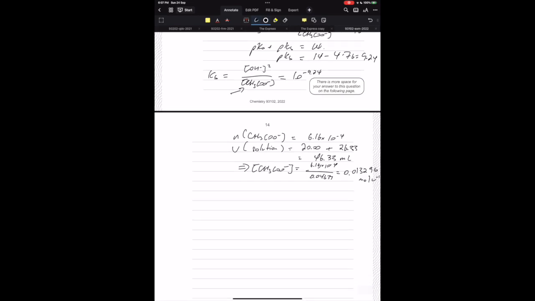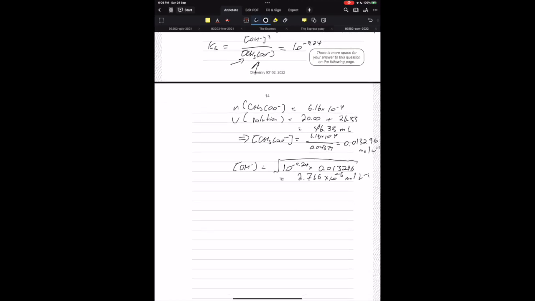Okay, now we go back to this Kb equation. So the OH minus concentration is 10 to the negative 9.24 times 0.013296, all square rooted. What does this give us? 10 to the negative 9.24 times 0.013296 is 2.766 times 10 to the negative 6 moles per liter.